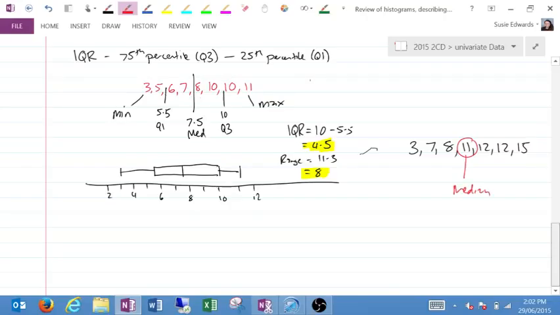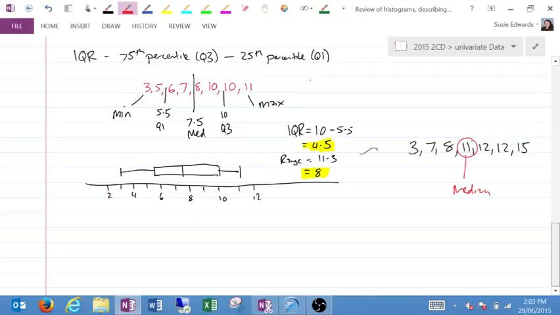Now, this is the important bit. If the median is one of the numbers, it doesn't get included in the bottom or the top set of numbers. It's done. It's already got its spot. So how many numbers are in the bottom half? Just 3 of them: 3, 7, 8. How many are in the top half? 12, 12, 15.